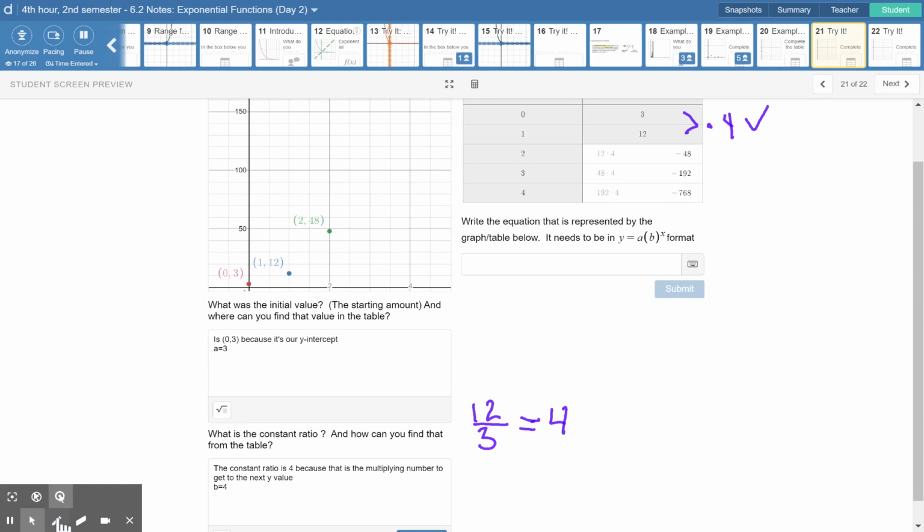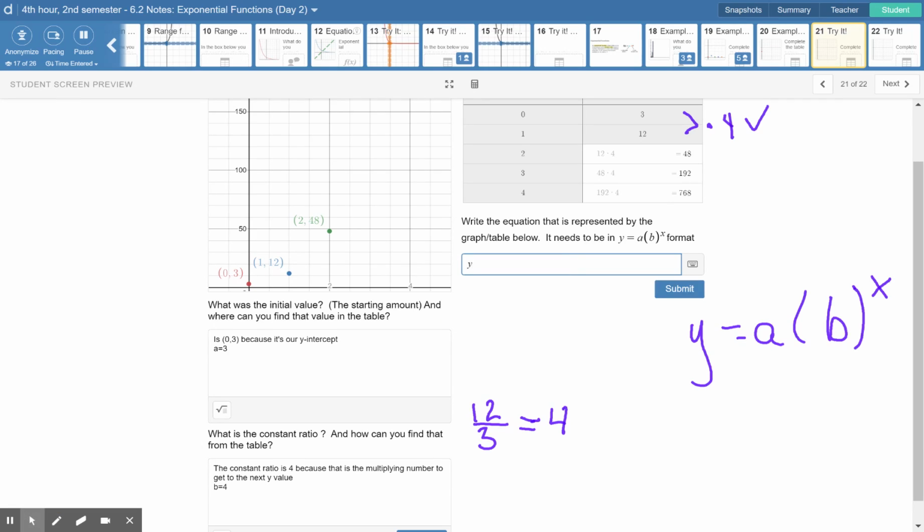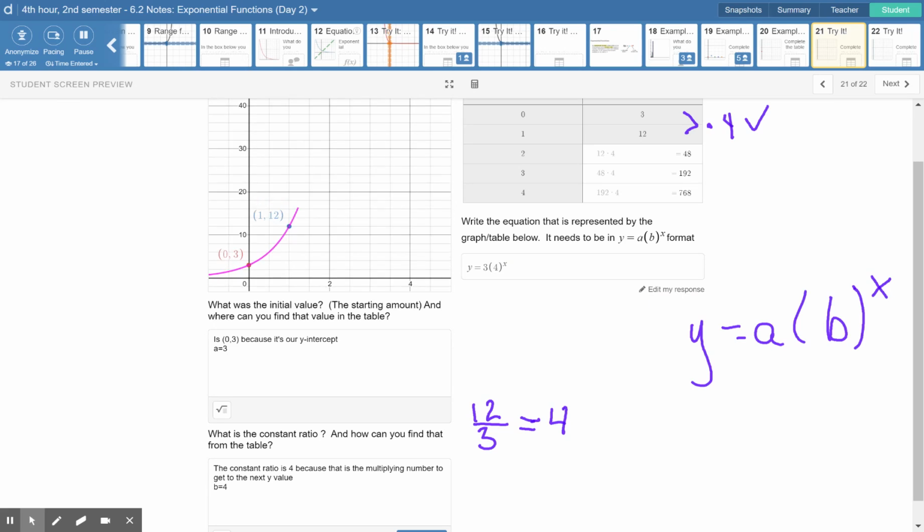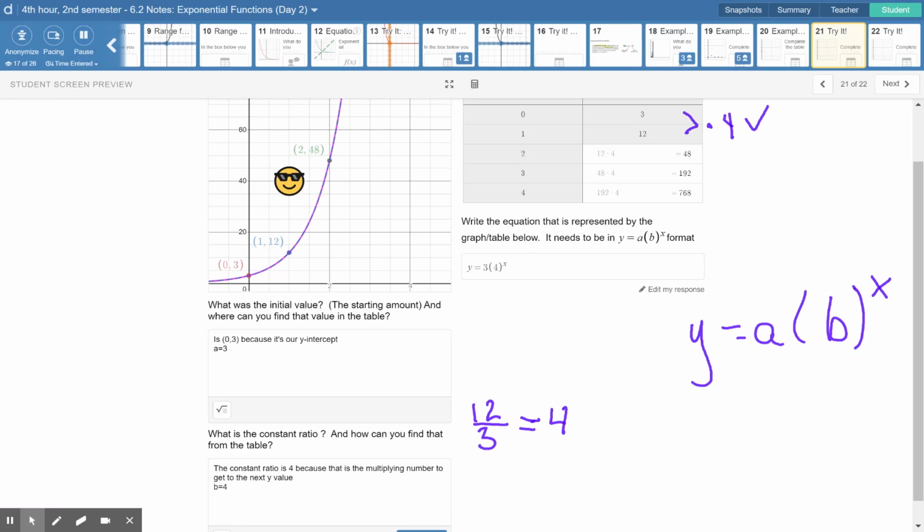So let's put it together. We have this equation. We have y equals A, parentheses B, raised to the x power. So we said our initial value, our y-intercept is 3. Our b value, what we're multiplying by, is 4 raised to the x. It goes through our points. Get a smiley face, we know that it's correct.